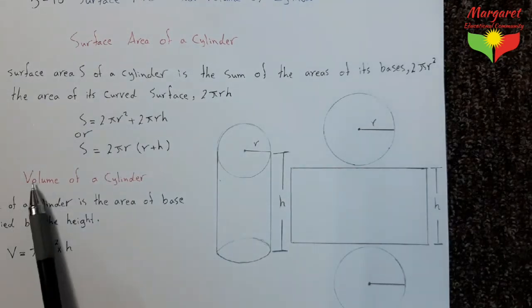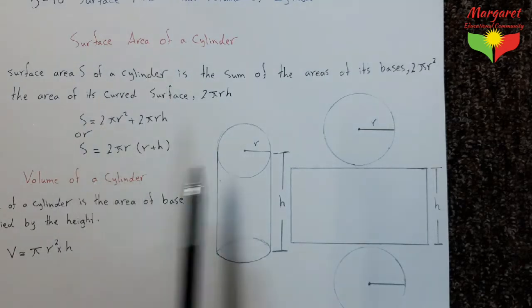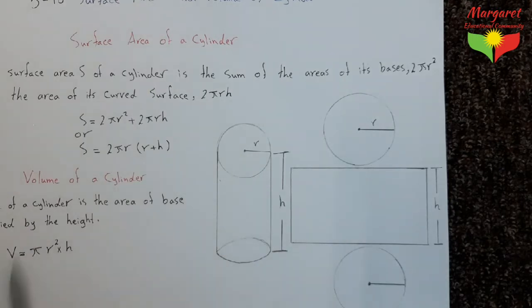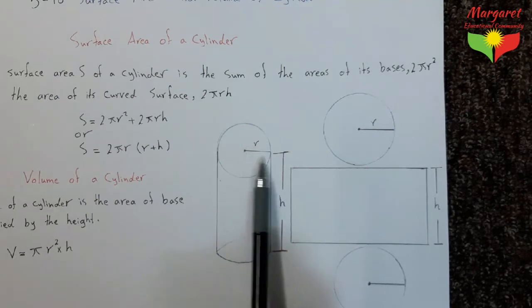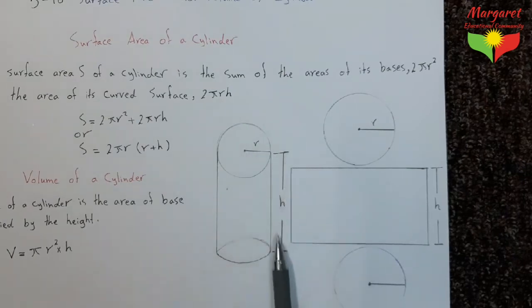After that we have volume of a cylinder. Volume of cylinder is the area of the base multiplied by the height. So V equal to pi r square times h. We say that R represents the radius of the circle and h represent the height of a cylinder.